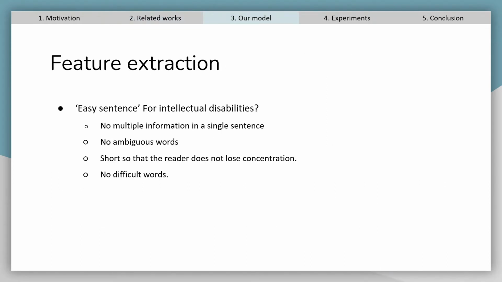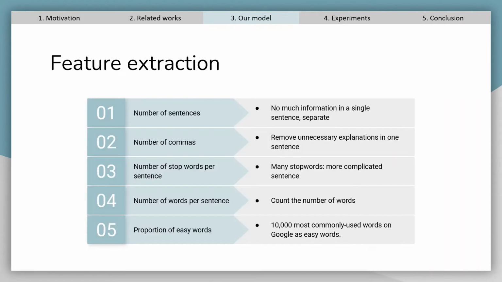So, what does an easy sentence look like? For people with intellectual disabilities, a sentence is easy when it does not contain multiple pieces of information in one sentence, and doesn't use ambiguous or difficult words. The sentence should also be short. After analyzing previous works, we settled on 5 different features describing an easy sentence.